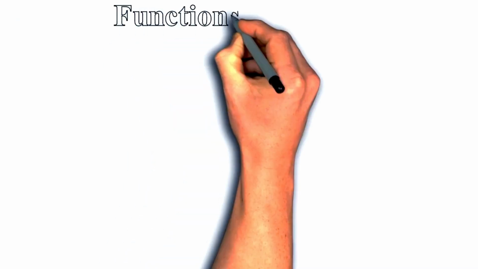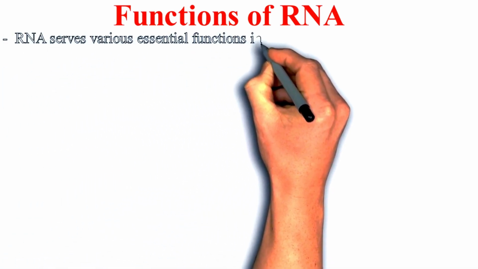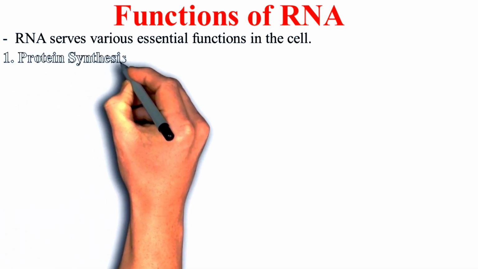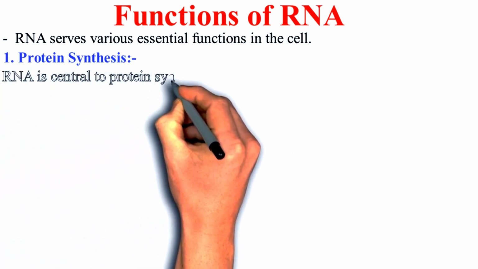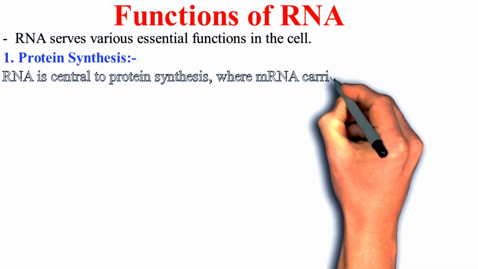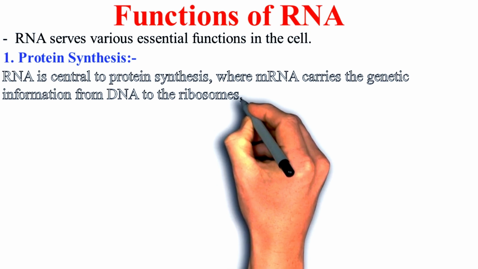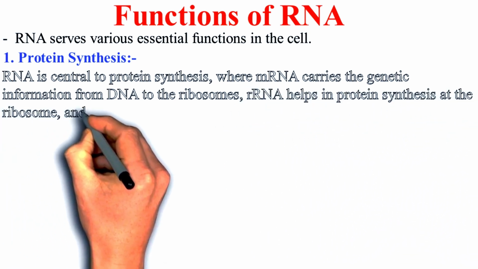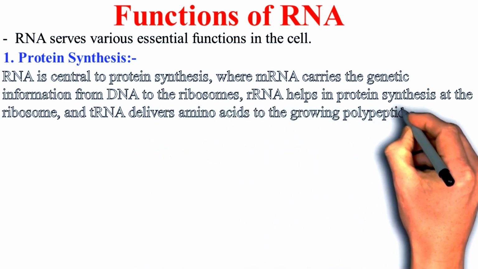Okay, now look at the functions of RNA. RNA serves various essential functions in the cell. Let's explore some of its key roles. 1. Protein synthesis. Protein synthesis mainly depends on RNA, where mRNA carries the genetic information from DNA to the ribosomes. rRNA helps in protein synthesis at the ribosome, and tRNA delivers amino acids to the growing polypeptide chain.